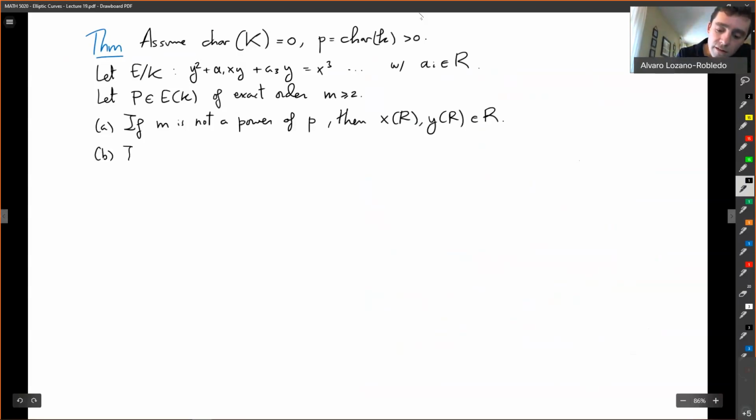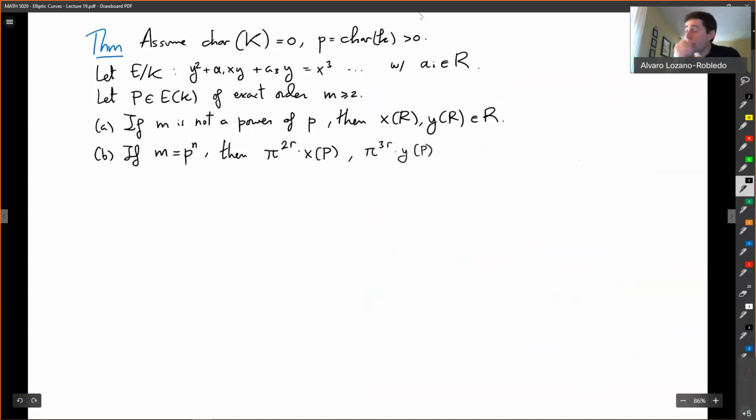And if m is some power of p, then pi^(2r) times x_P and pi^(3r) times y_P are integral, where we're going to define r in a moment, r in Z, with r being the greatest integer function, the valuation of p over p^n minus 1, with r equal to an integer.